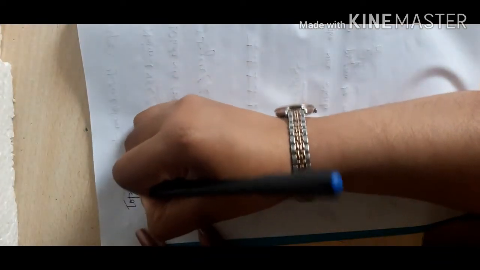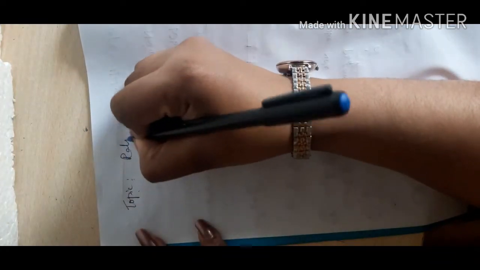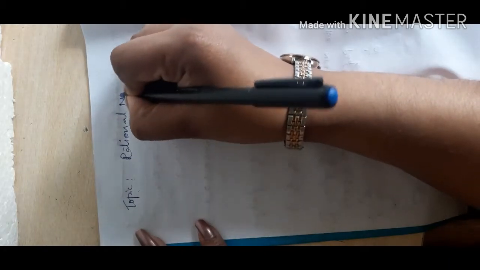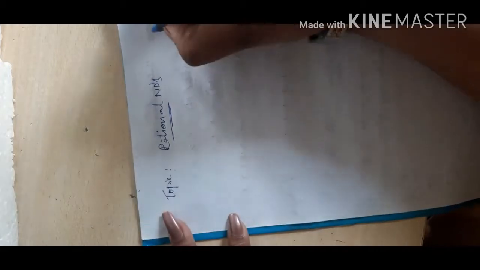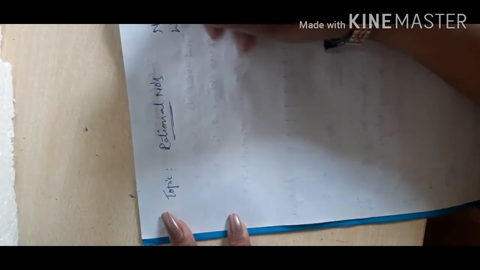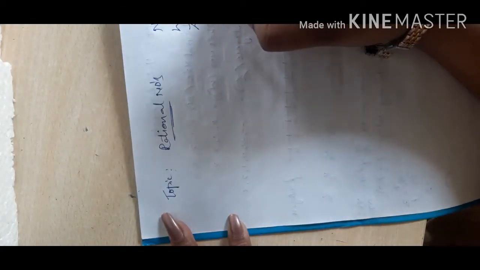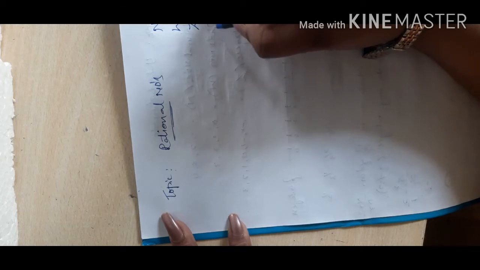So today's topic is rational numbers. Introduction to rational numbers. What are these rational numbers actually? We have learned what natural numbers, whole numbers, and integers are. Now we need to know what rational numbers are.